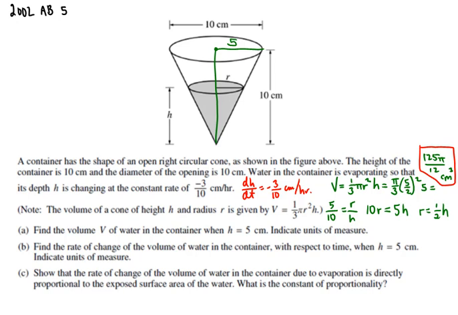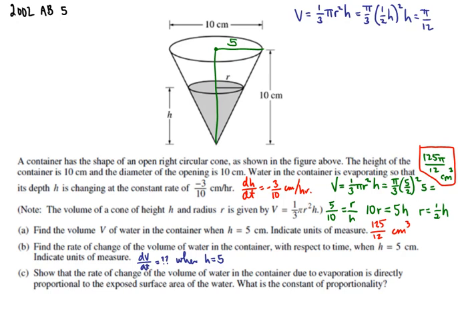Next, we want to find the rate of change of the volume of water in the container with respect to time when h is 5 centimeters. And so we're looking for dV/dt. We want to find out what that is when h is 5. So we have a formula that relates dV/dt and dh/dt, and V is equal to 1/3 pi r squared h, but we already know that r is equal to 1/2 h. So we have pi over 3, (1/2 h) quantity squared times h, which is pi over 12. We square that 1/2, h to the third power.